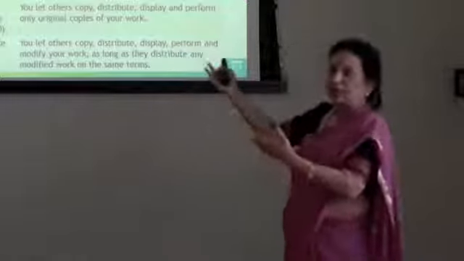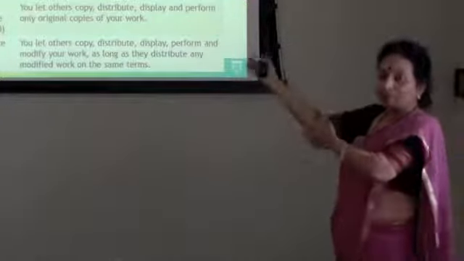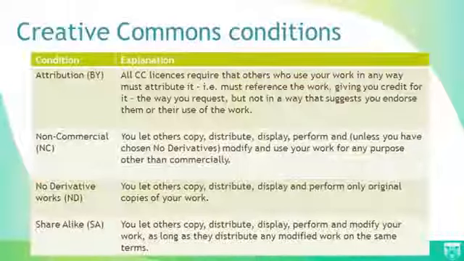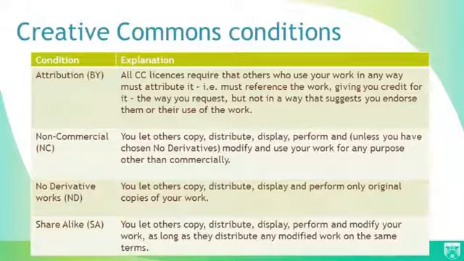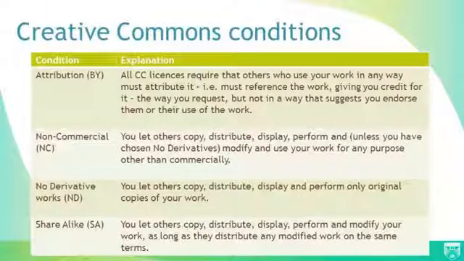You are citing that work as a reference, and you are making sure that the person who created the work got credit for the work. The second condition is an NC condition, which is non-commercial. That means if you have created the work, you will let other people copy that work, distribute that work, display that work, as long as they are making a non-commercial usage of the work.